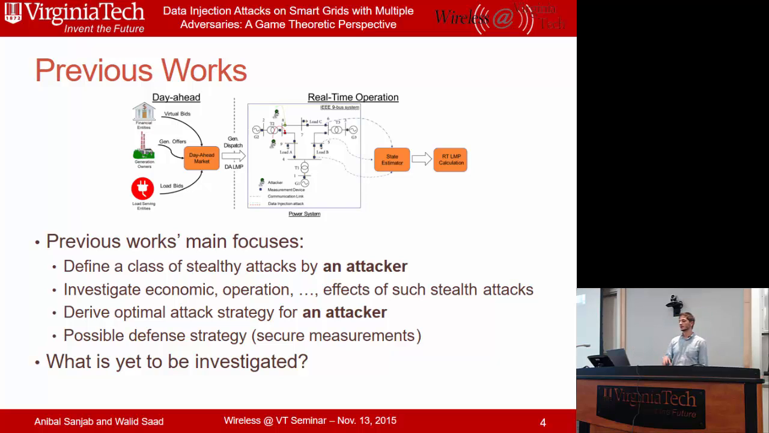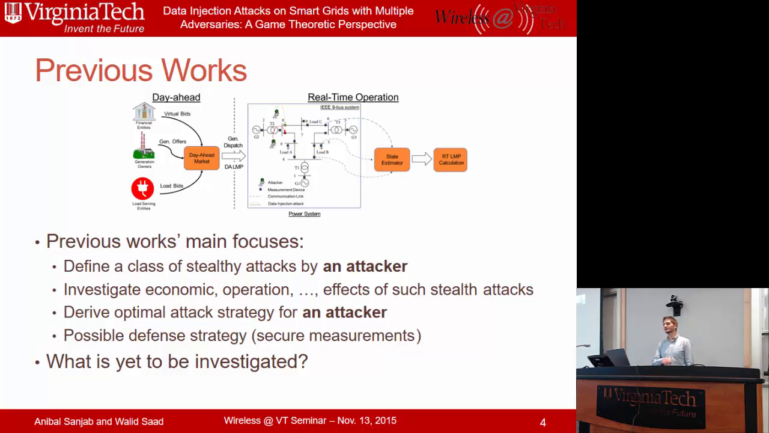Many other researchers started to investigate the effect of such attacks. How can they affect, let's say, the pricing? How can they affect the economic efficiency of the market or the economic behavior of the market? What about the operation of the power system, and so on and so forth? And then some other researchers started studying what's the optimal way for an attacker to attack that system while staying stealthy.